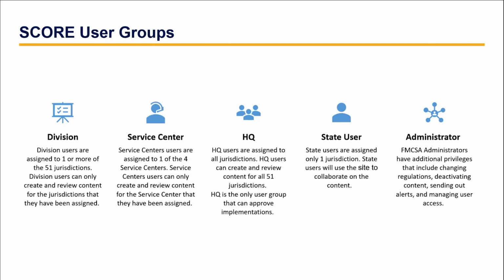HQ users have access to everything. They can create and review content for all the 51 jurisdictions. State users have only one jurisdiction, meaning they can only see content from their state only. Admin users have additional privileges that they can manage regulations, they can manage all the user access, etc. Any questions up till now?